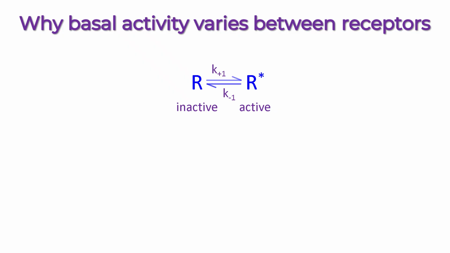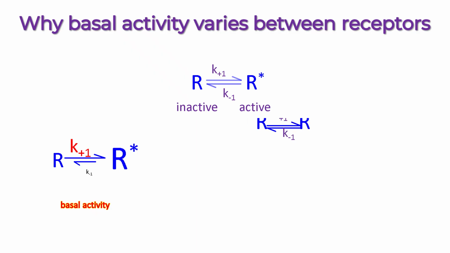But in some receptors, k+1 is high relative to k-1. The active state is formed faster than it recovers to the inactive state. As a result, receptors spend more time in the active state. Even without any drug present, this produces measurable basal activity.